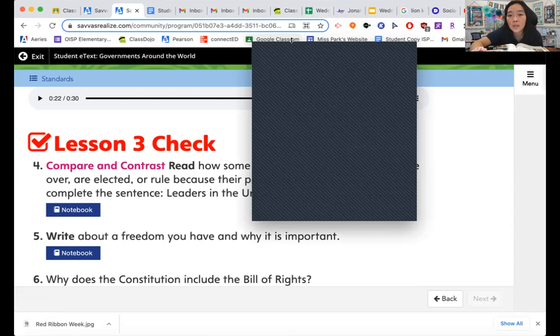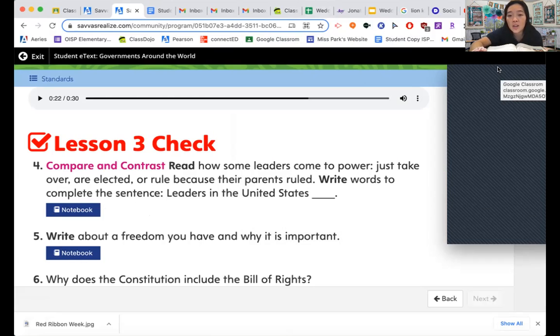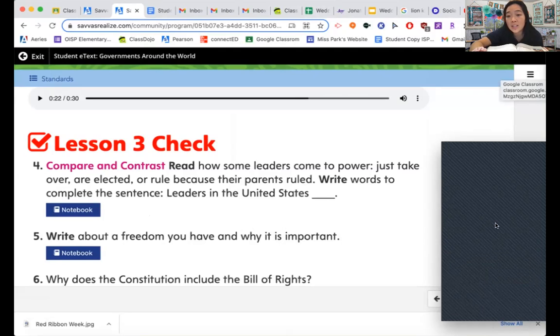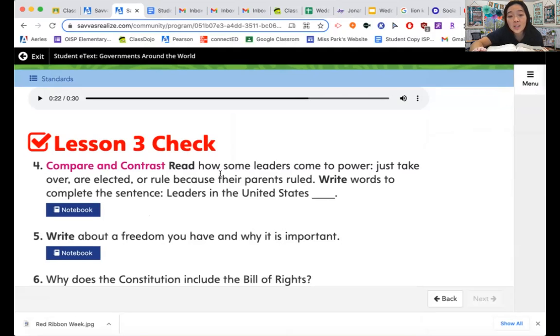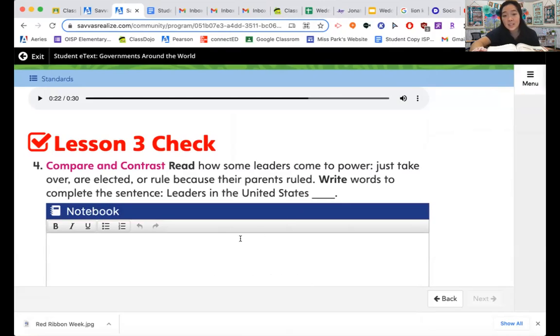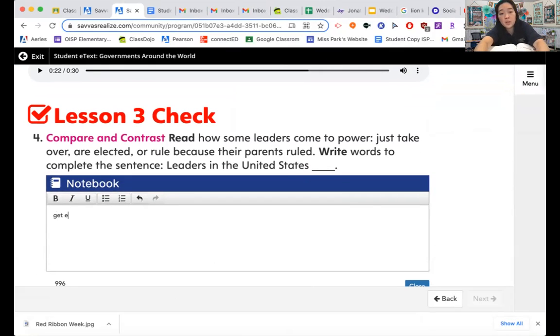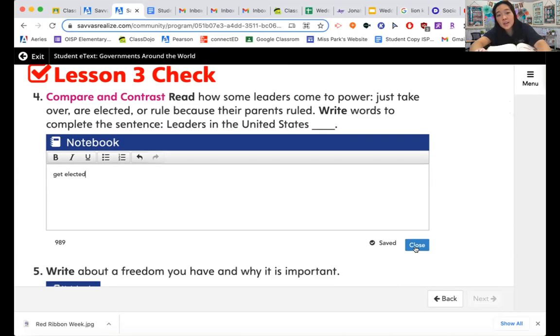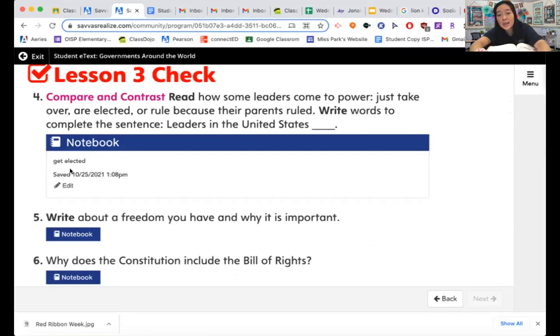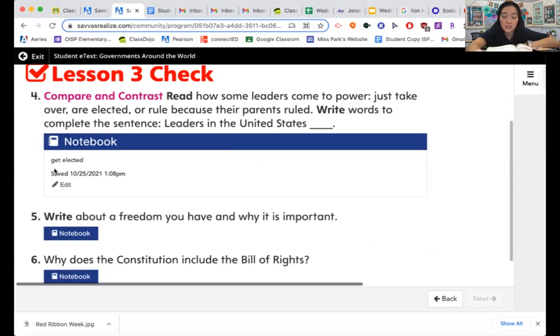Come on, guys, stay focused in the chat. Go ahead and tell me in the chat. Leaders in the United States. Very good, Ray. Leaders in the United States get elected. We have to vote for them. So if you're writing it in your book, you're just writing get elected. If you're typing it here on the lesson 3 check, you're just writing get elected because you're just completing the sentence. You don't need to write the full sentence because it's already there. Leaders in the United States get elected.